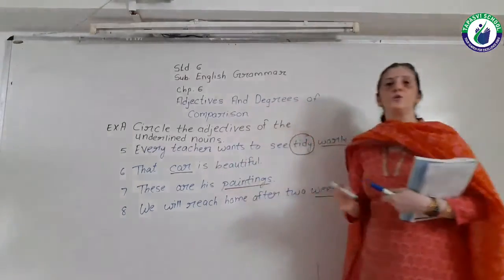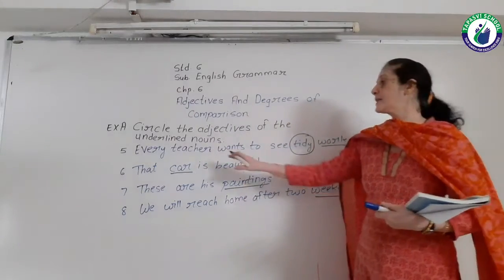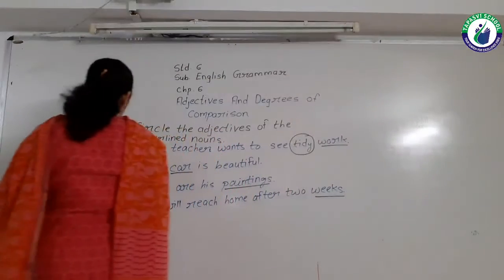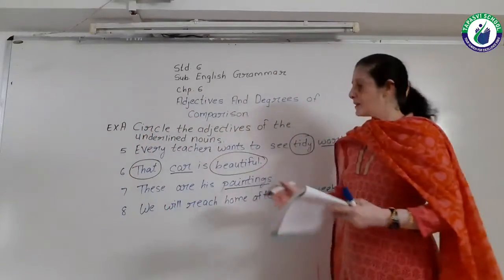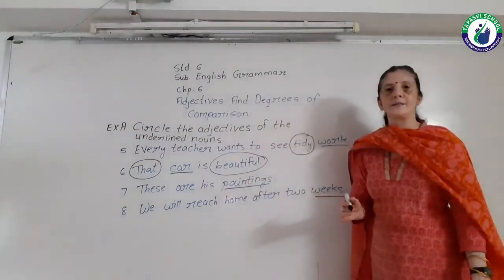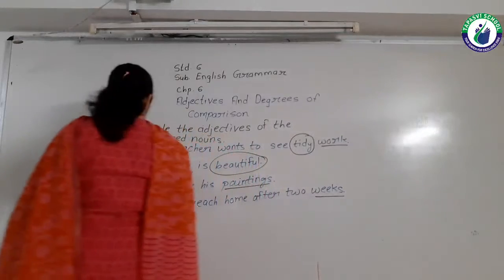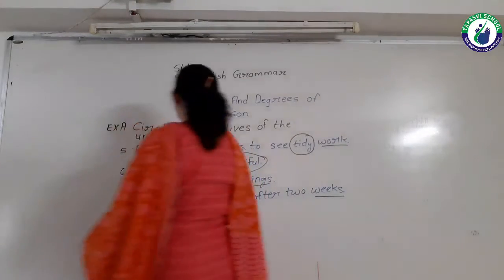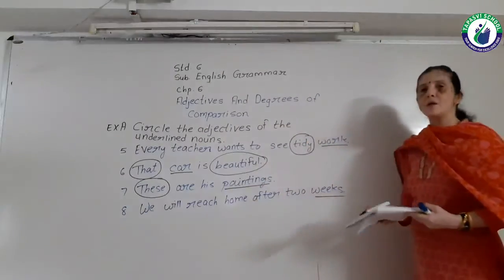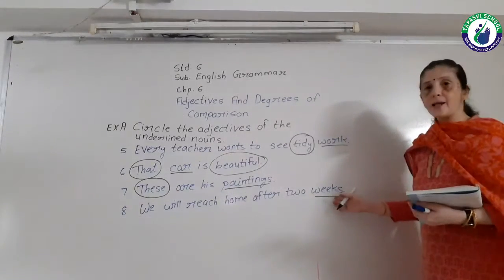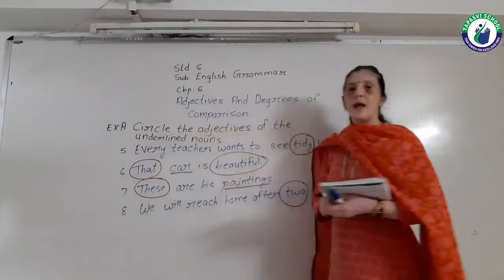That car is beautiful. Here the noun is car. What is used for this car? So here that and beautiful are used. Right? Seventh one. These are his paintings. What is the noun here? Paintings. So the adjective is his. Right? Eighth one. We will reach home after 2 weeks. What is the noun here? Weeks. What is used for this noun? That is 2. So 2 is said to be an adjective.